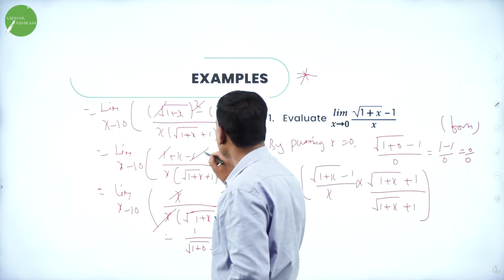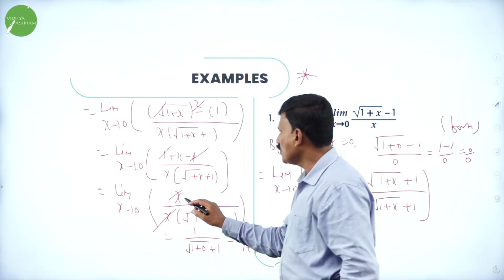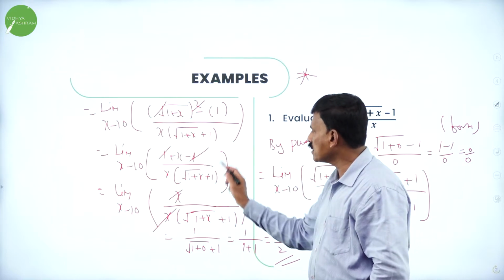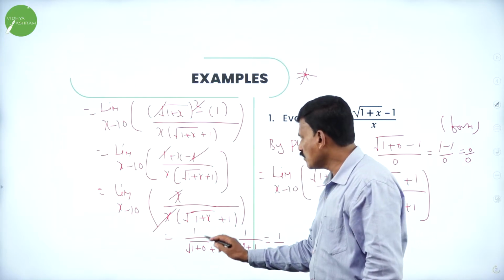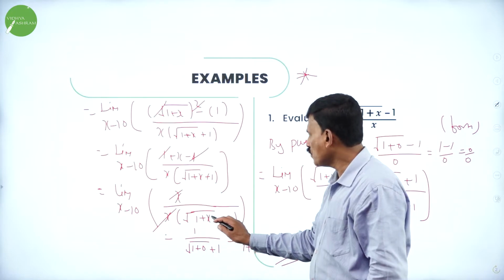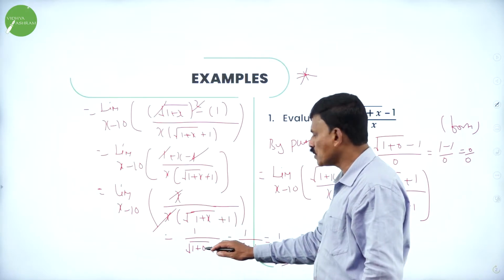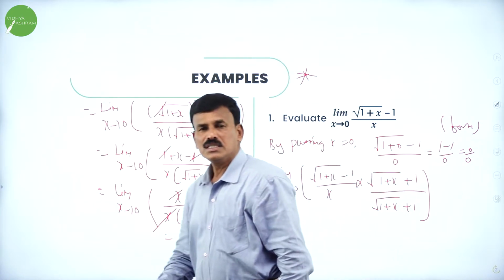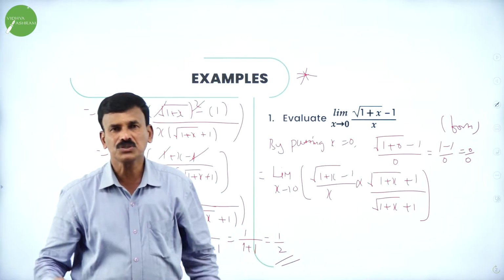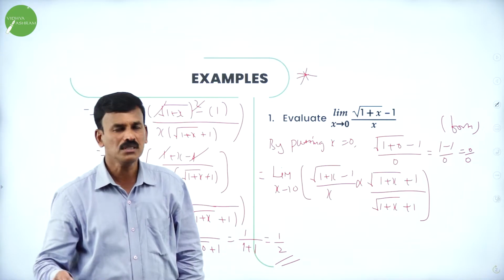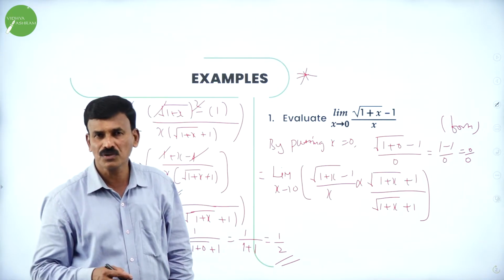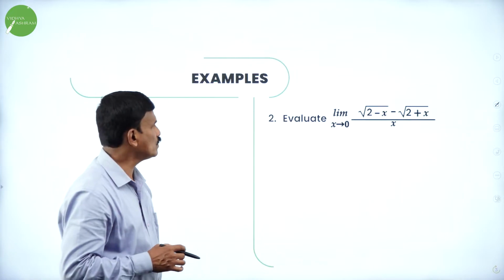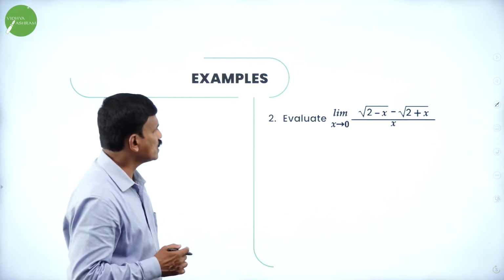This is minus 1 plus 1 gets cancelled. So, what we have in the numerator is x, denominator is same, x and x gets cancelled, 1 by, put x is equal to 0, root of 1 plus 0 plus 1, root of 1 plus 0 is 1. So, 1 by 1 plus 1 is equal to 2. So, the evaluated answer is 1 by 2. That's it. Okay. Very simple and very important type problem. Hope you followed. Now, let us come to the same type problem. Let us take this problem, a similar type problem.